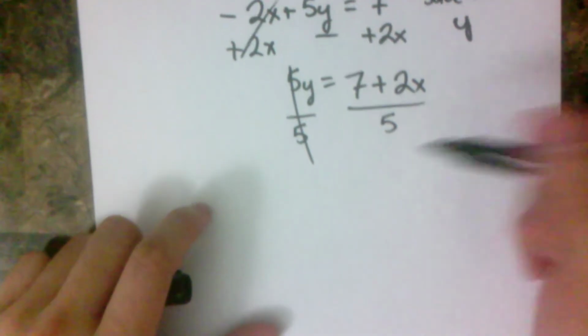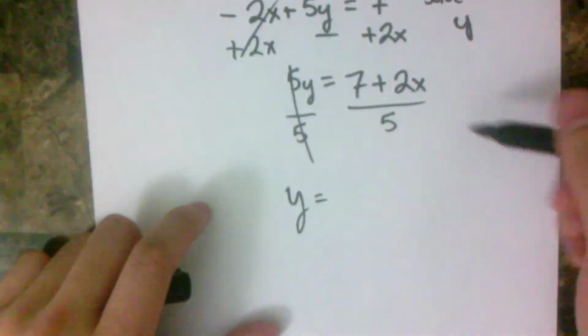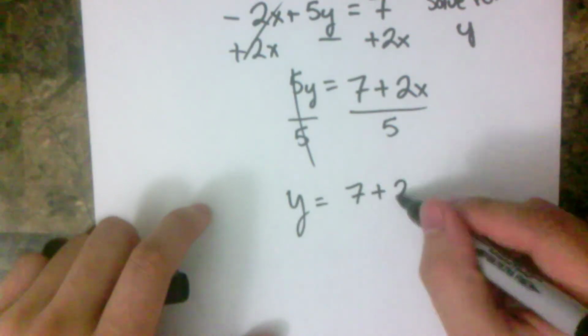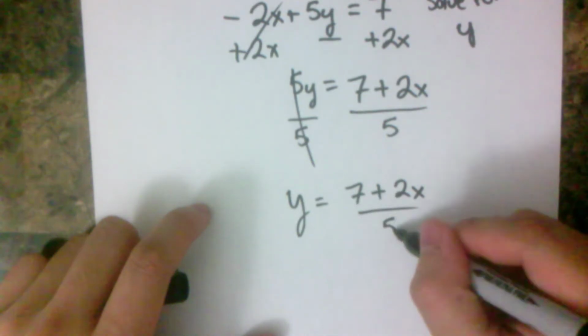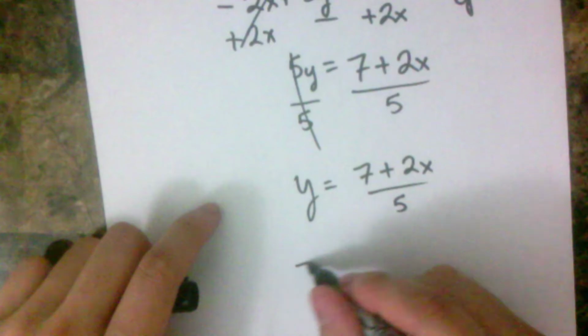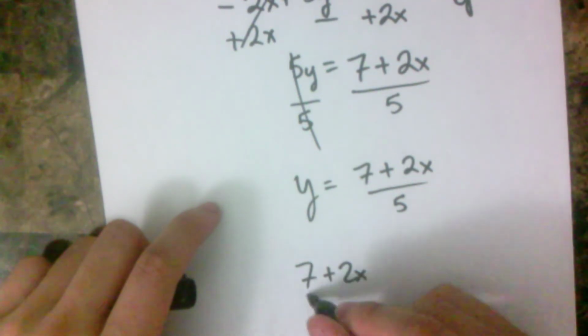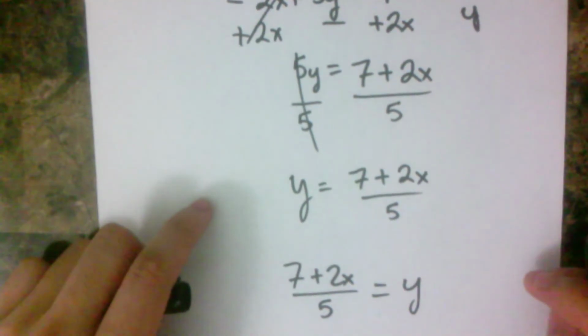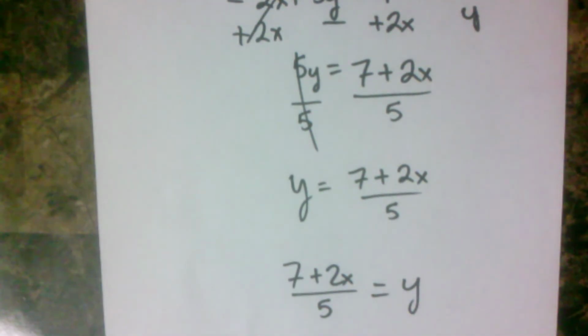5 divided by 5 is 1. You're left with just y. And then over here on the right side is just everything else. And you're just going to rewrite it. 7 plus 2x over 5. Again, if you wanted to write it like this, 2x over 5 equals y. It doesn't matter. Both of these are acceptable answers. Both of those are exactly the same.